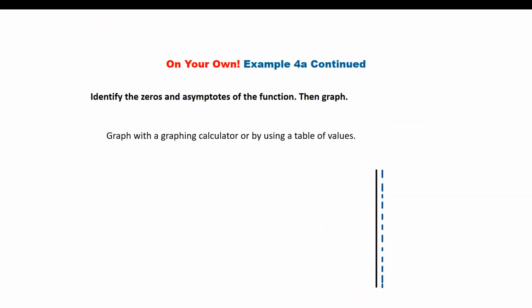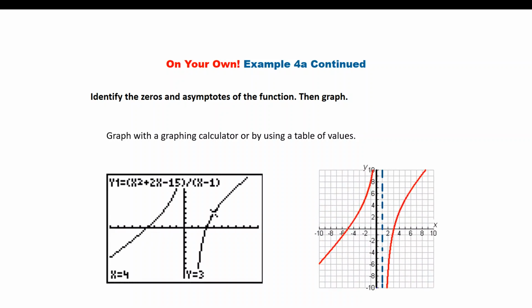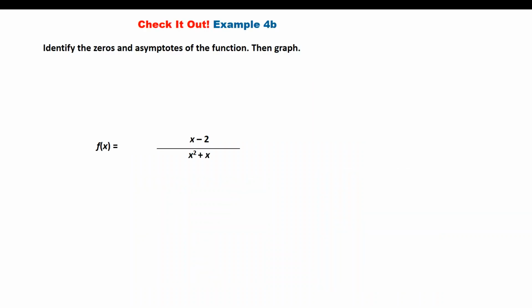And again, we can graph this on your graphing paper. And when you put it in the calculator, you can see that there is no horizontal asymptote, just that one vertical asymptote at x equals 1. All right, here's another one for you to try out on your own. Again, you're going to identify the zeros and the asymptotes.